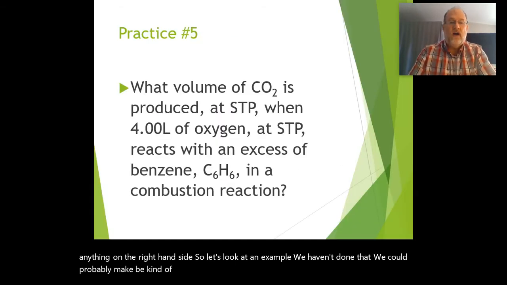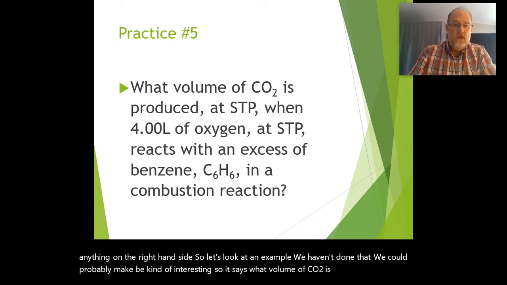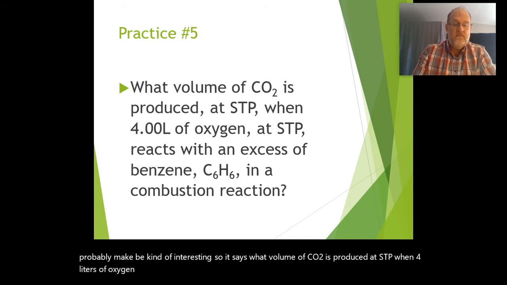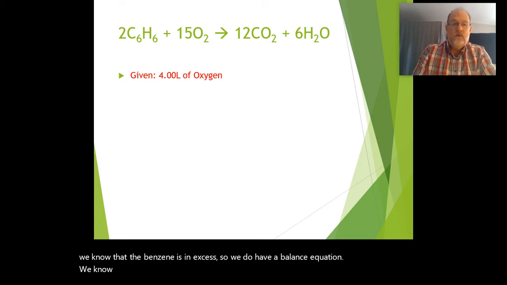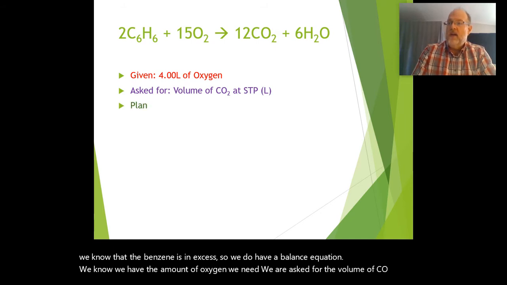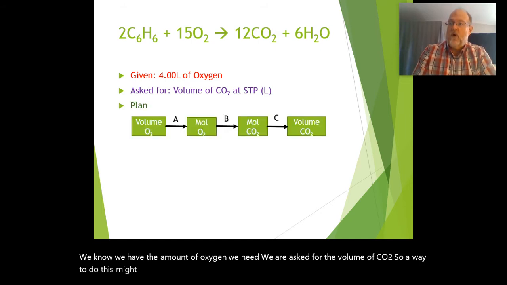It says, what volume of CO2 is produced at STP when 4 liters of oxygen at STP reacts with an excess of benzene? So we know the amount of oxygen, and we know that the benzene is in excess. So we do have a balanced equation. We know we have the amount of oxygen we need. We're asked for the volume of CO2. So a way to do this might be to go from volume to mole to mole to volume.